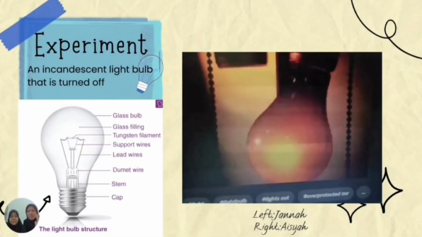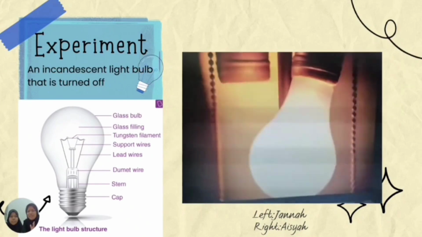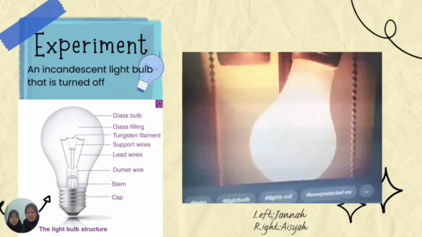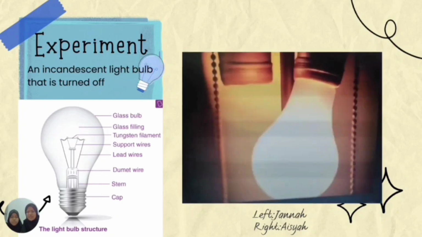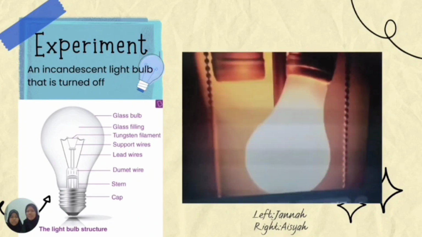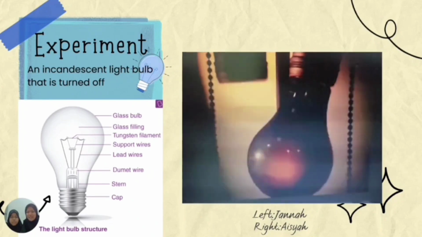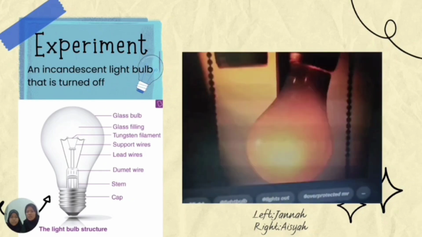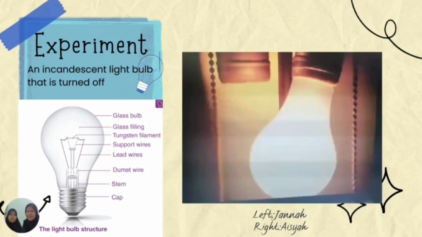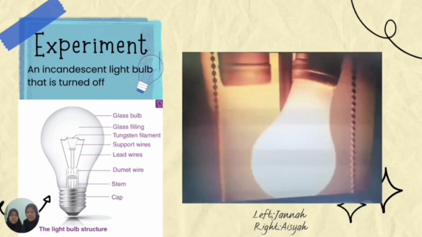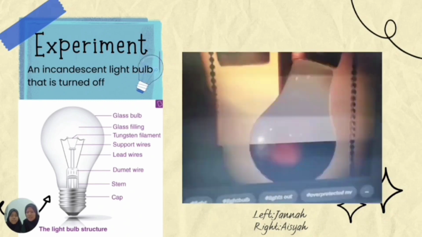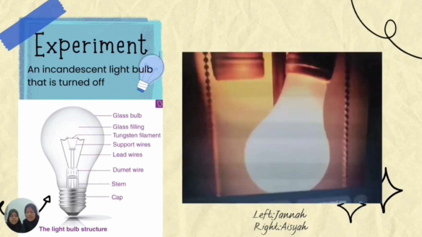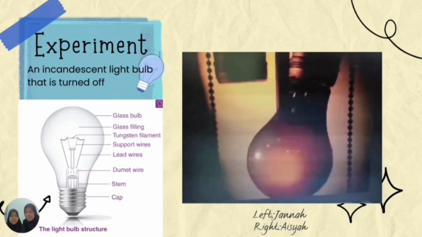This is an experiment of an incandescent light bulb that is turned off. As in the picture attached in this slide, you can see the structure of the light bulb. In the light bulb, there are the glass bulb, glass filling, tungsten filament, support wire, lead wires, diamond wires, stem, and cap. This structure converts electricity into light by heating a filament using electric current until it emits electromagnetic radiation.